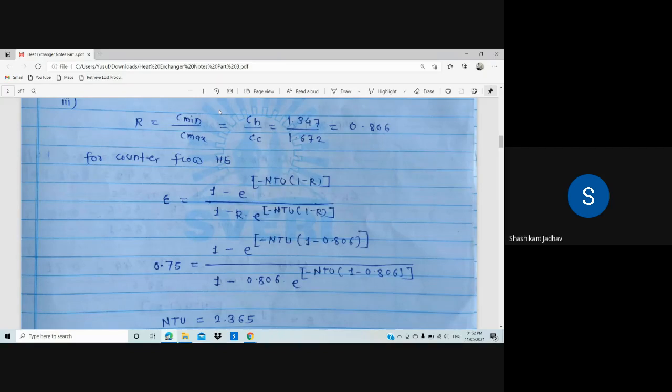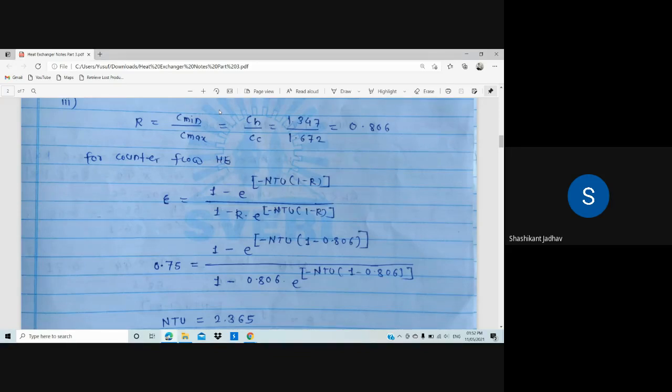Okay, so next, third, we have to calculate the surface area. As we know, in the NTU method, what is the equation for the NTU? NTU is equal to U into A divided by C minimum. By using that equation, we have to calculate the value of A. The U value is given to us, C minimum is known to us. Okay.